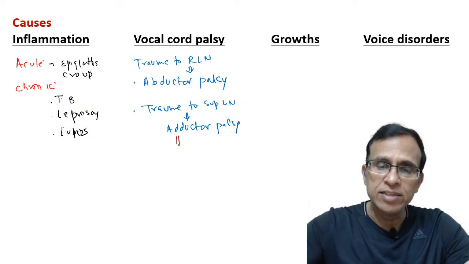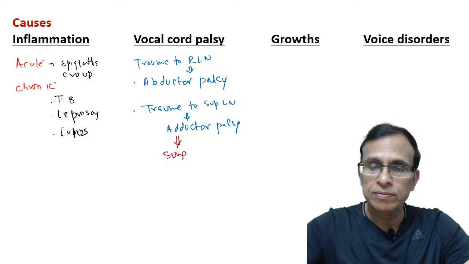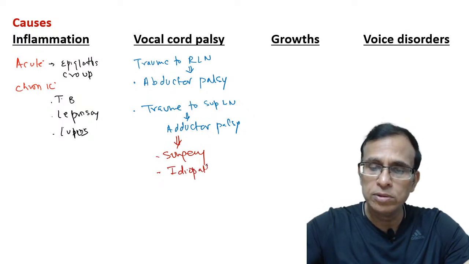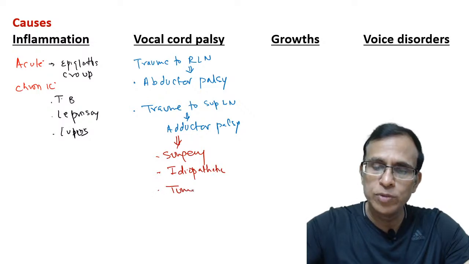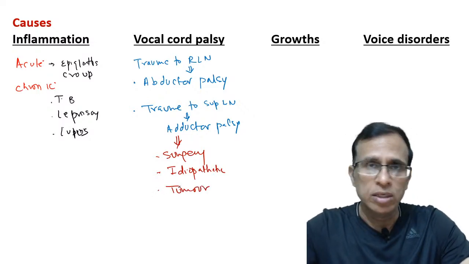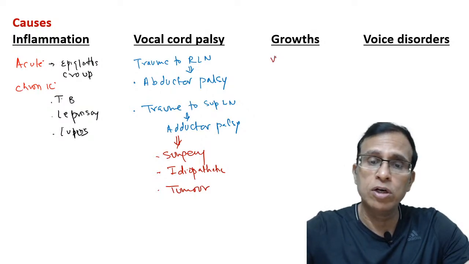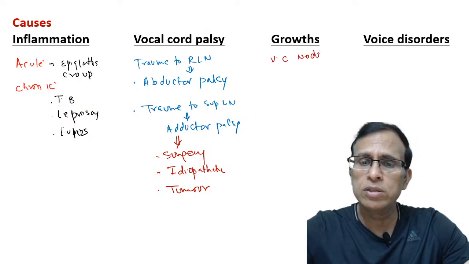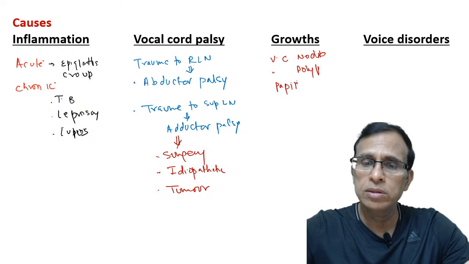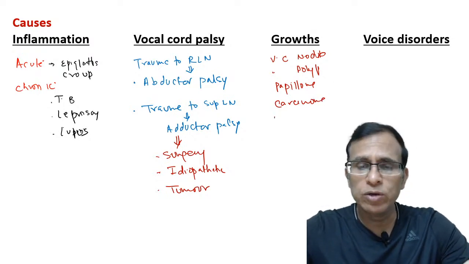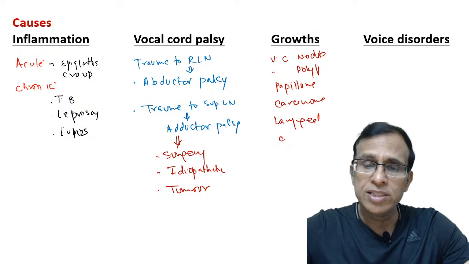Now causes of this palsy could be surgery, or idiopathic, which is very common, where the cause is not known. Tumors of the esophagus, tumors of the larynx, tumors of the lung and all that. Then growth, any growth in the vocal cord, like vocal cord nodule, a very common cause, vocal cord polyp, papilloma of the vocal cord, carcinoma of the larynx and the neighboring area, and there are many, like laryngocele. There is a very long list: cyst in the vocal cord, granuloma.